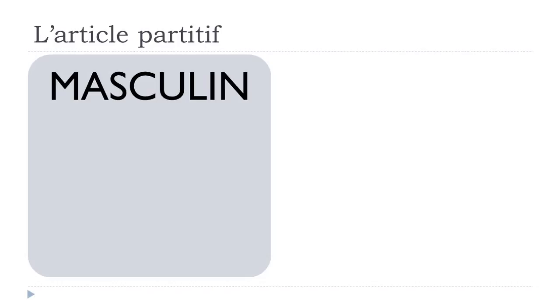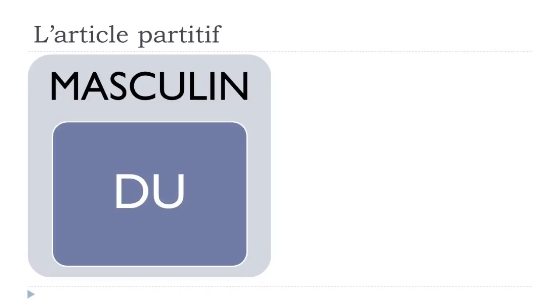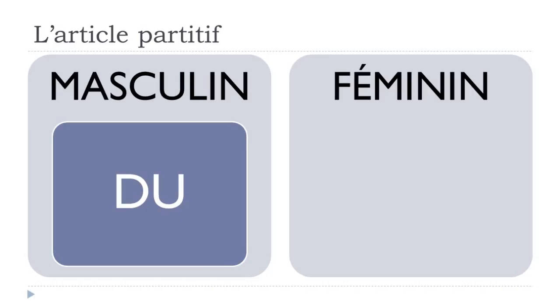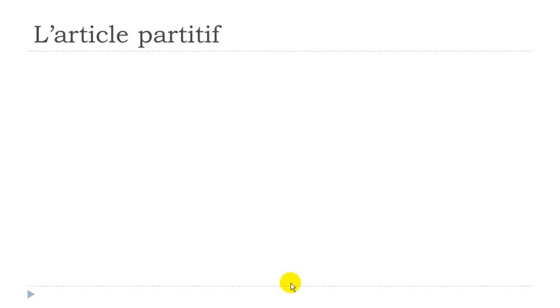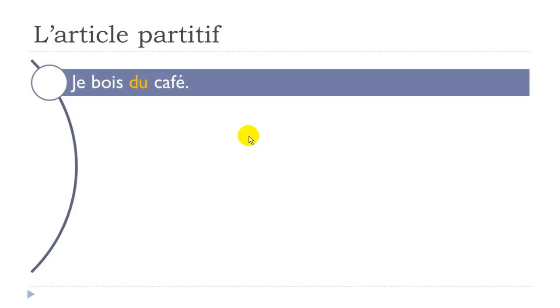Okay, so for the masculine form, it will be du. Simple thing. D, U. This is U. This is D. Du. All right. And then for the feminine form, it will be de la. Okay, de la. All right. Masculine form du. Feminine form de la. Alright, let's see a few examples now.